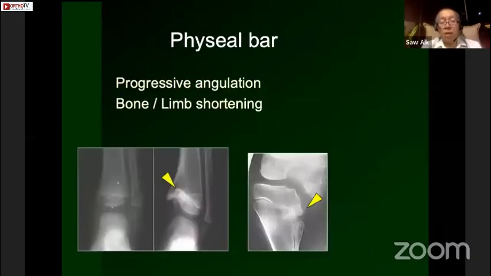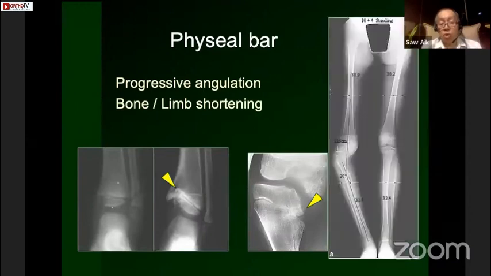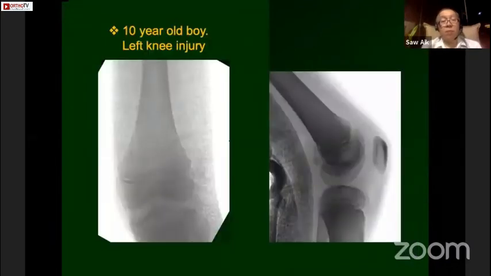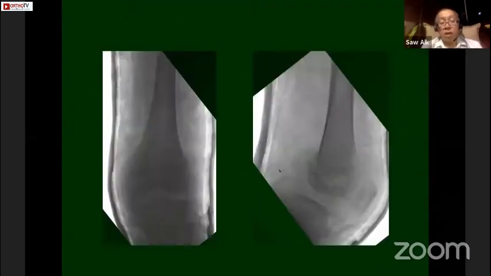But more commonly, what we see is physeal bar formation, which ends up with a progressive angulation, sometimes with limb or bone shortening. Angulation, as we can see over here, can be quite significant. This 10-year-old boy, left knee injury, yeah, quite young, but there is no real displacement. But on a careful look at the X-ray, you can see there are fragments over here. It's either a type 2 or type 3 fracture. And then we decided at 10 not to do any intervention, just hold it with a cast.